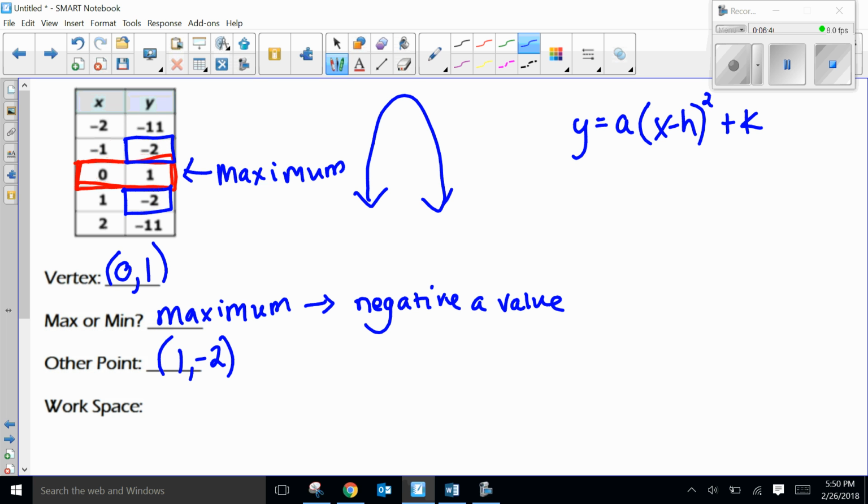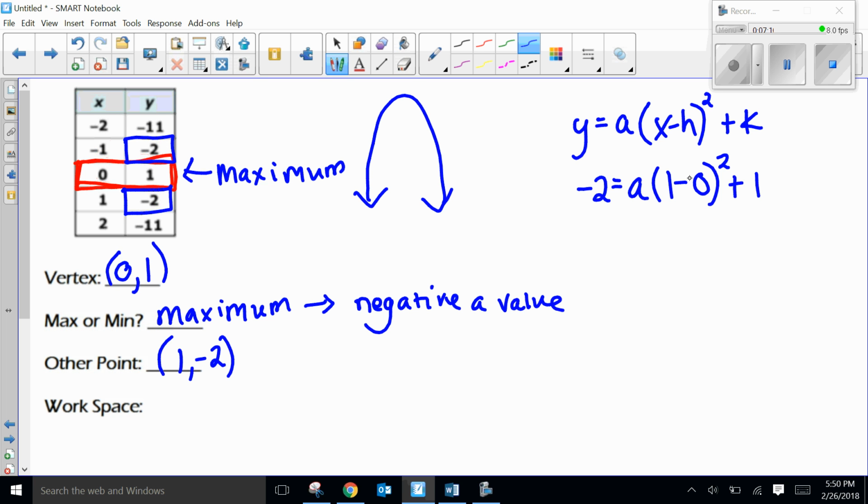So plugging in what I know, I'm going to plug in my other point. Negative 2 is my y value. I don't know my a value. Plugging in 1 for x, minus my vertex 0, squared, plus 1. Okay, now I'm going to solve for my a.